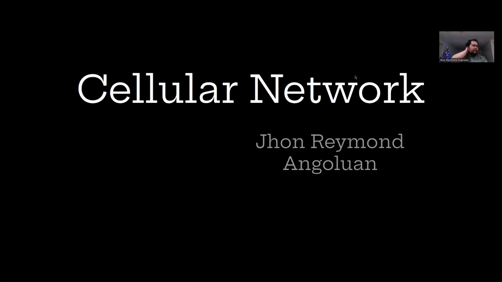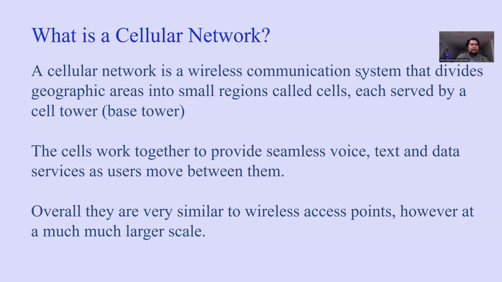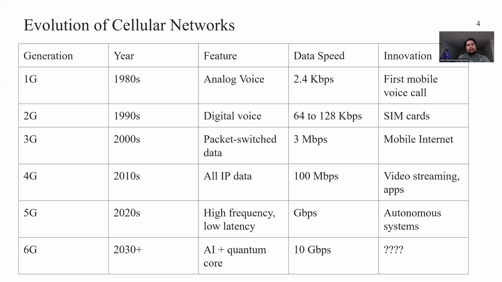Okay, so for my technical presentation, I'll be going through cellular networks. To start off, what is a cellular network? It's a wireless communication system that divides geographic areas into small regions called cells, and each is served by a cell tower or a base tower. The cells work together to provide seamless voice, text, and data services as the user moves between them. Overall, it's a very similar concept to a wireless access point, however, at a much larger scale.